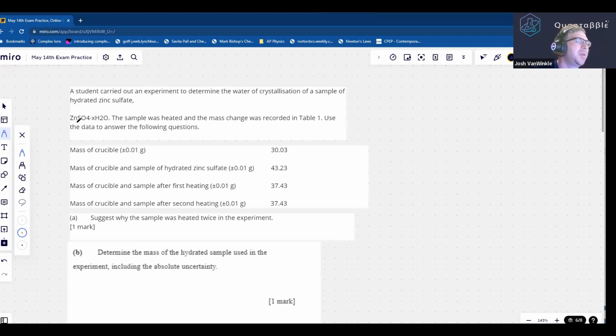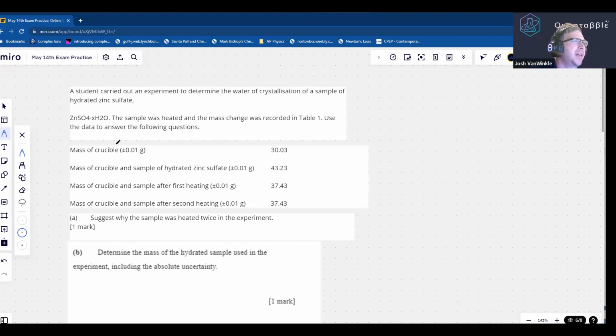IB, they really love these problems. And so I would be shocked if you don't see a hydrate when you end up taking your paper ones and twos. Okay. So most of the time, what you're going to see on these papers is they're going to give you the salt and they're going to say something to the effect of figure out how much water was in the sample.